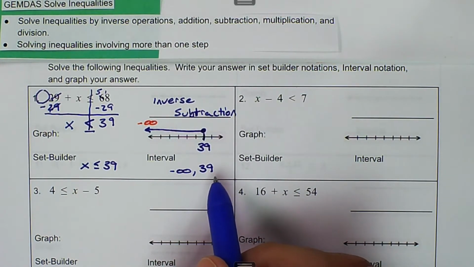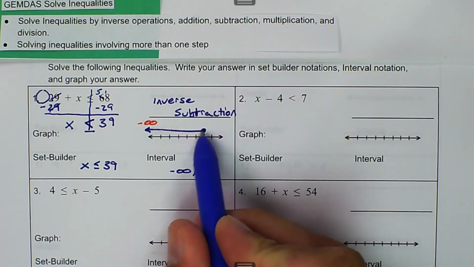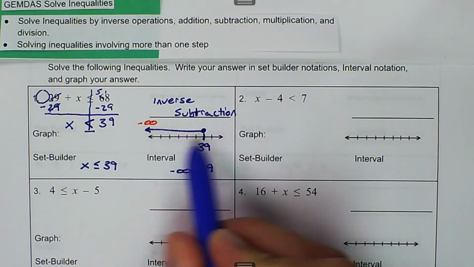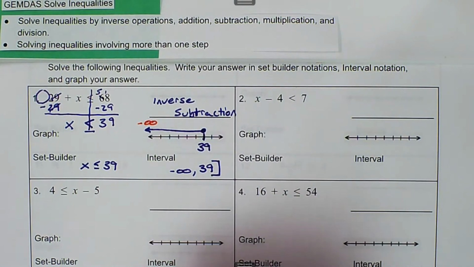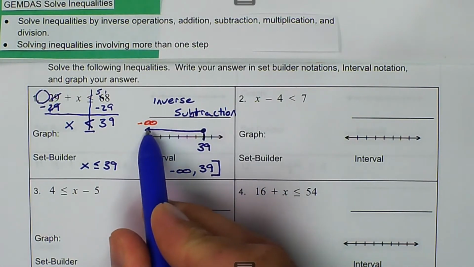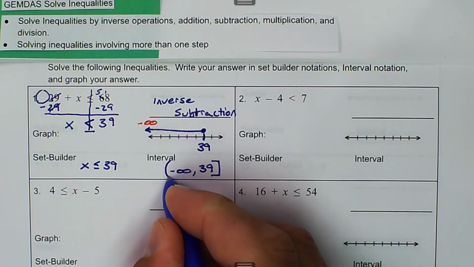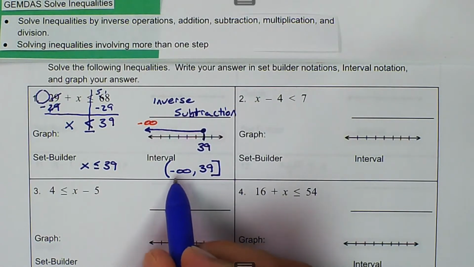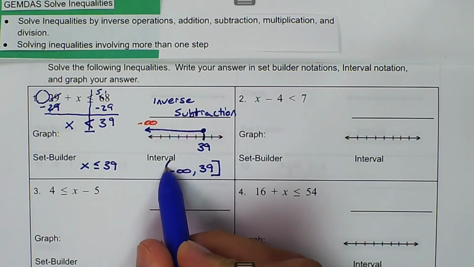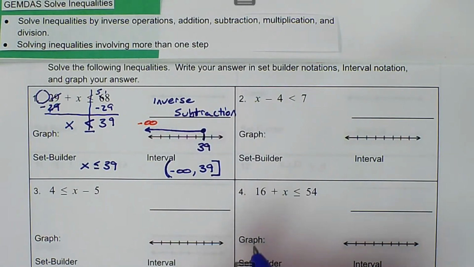If the number is included, we use a bracket. So here we have the equal to sign, we have the closed dot, and that means that we use a bracket. This arrow here means that we're going to use parenthesis, and we'll always use parenthesis whenever we're talking about infinity, either negative or positive, because we can never actually count to infinity. You'll never get there, so that can't be included, so we're going to use the parenthesis for that.